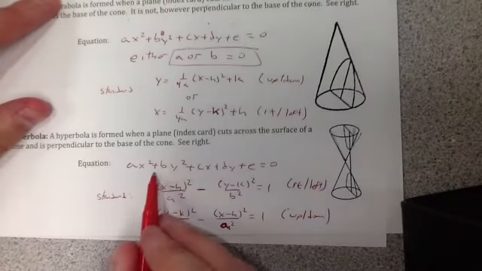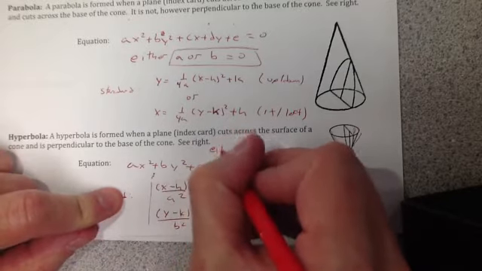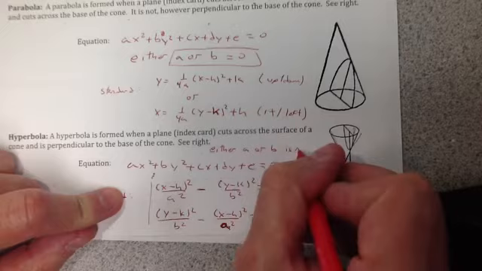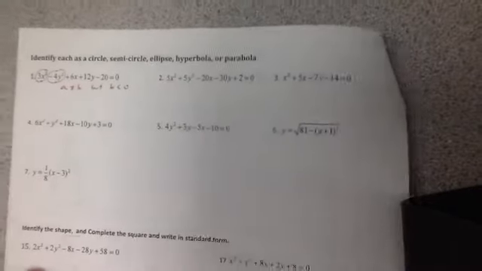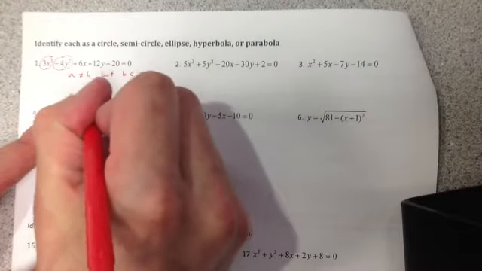Oh, we forgot to mention that. Sorry about that. In a hyperbola, either A or B is negative. So in the hyperbola, either A or B is negative. So if we go back to question number 1, because B is negative, this is a hyperbola.